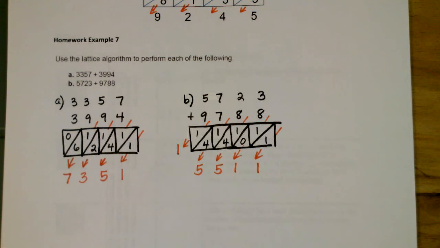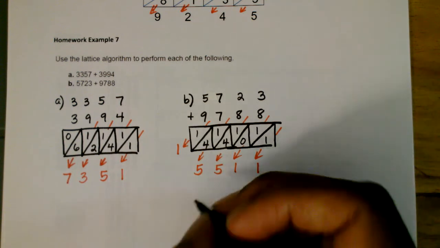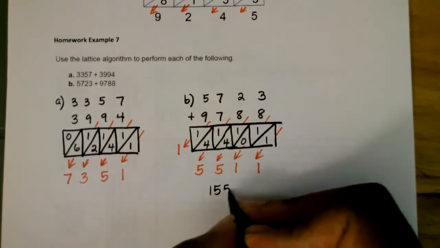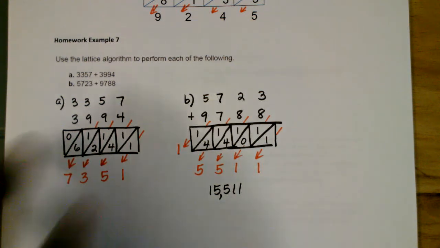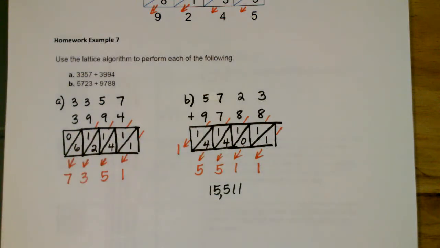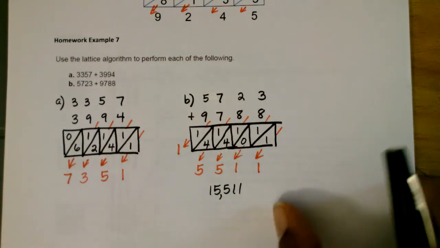So 5,723 plus 9,788 would end up being 15,511. And that will be the final answer there. Now that's how we use the lattice method or the lattice algorithm to add two numbers. And this is real good for students who are not real good at doing large numbers of math. But the fact is you have to know what your basic addition facts are in order to do this.